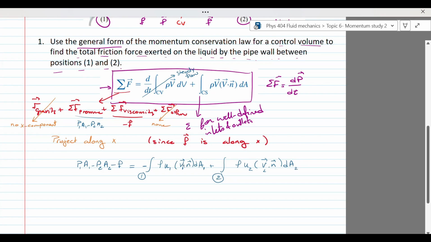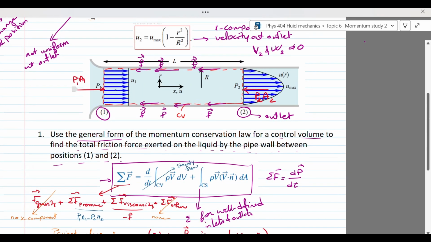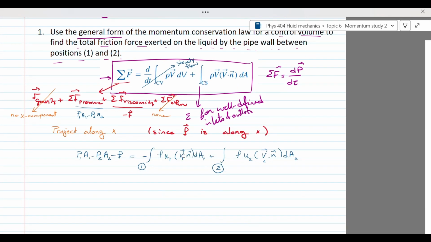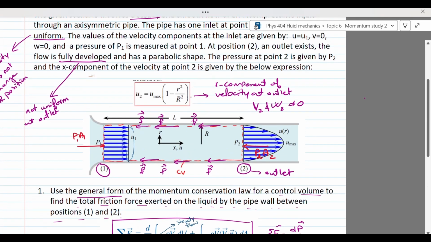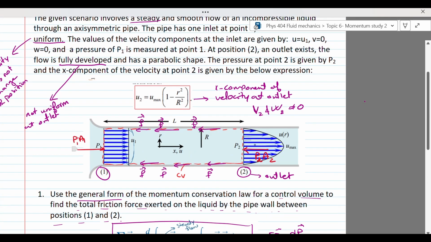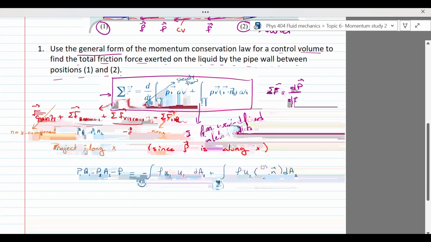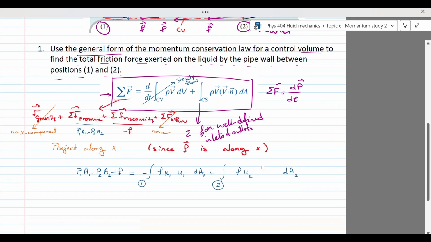v1·n will be the dot product between the normal to the surface and v1. I can see that v1 is already perpendicular to the cross-sectional area of my pipe, so v1·n will just give me u1, which is the x component of my velocity. And v2·n is also the x component of v2, which is u2, which is given here, by the way, and it's not really uniform, but I can just substitute v2·n by u2.